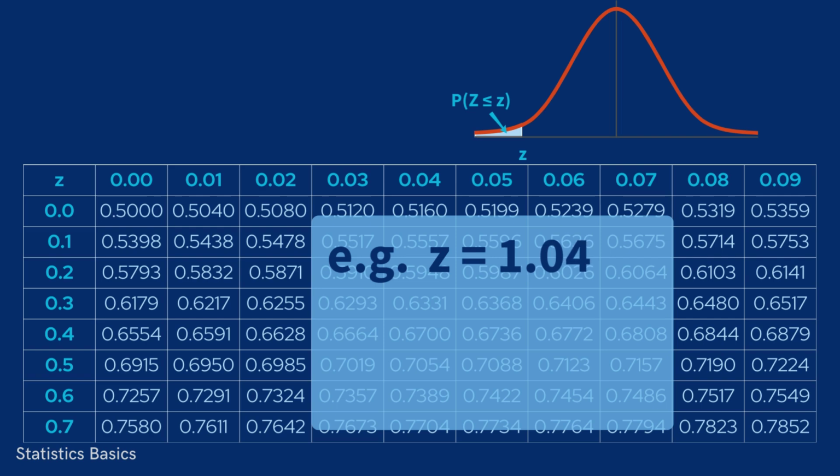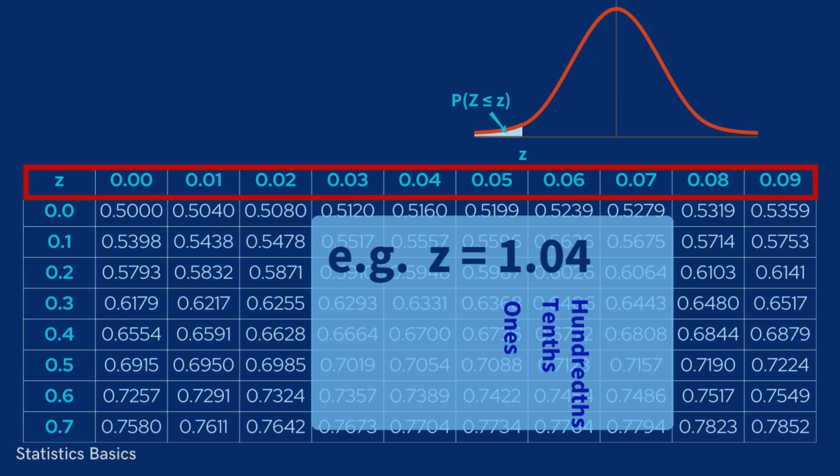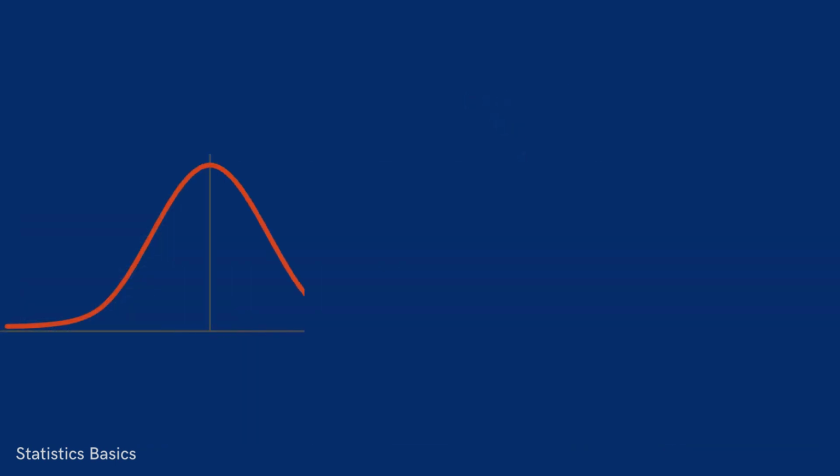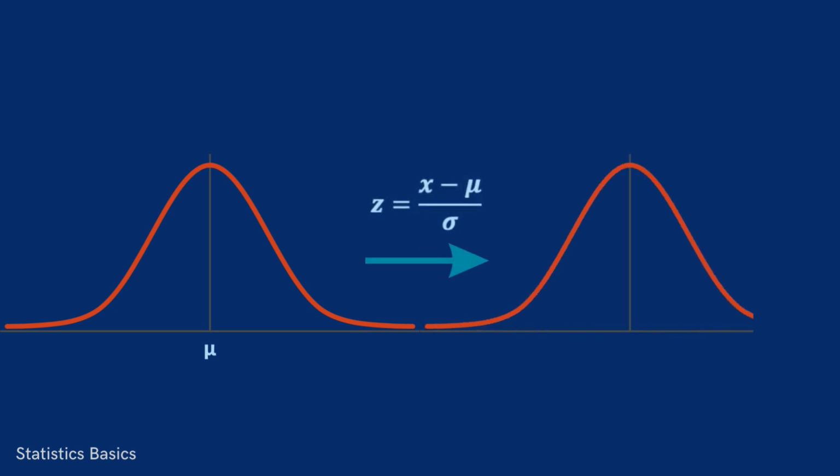In the z-table, the header column shows the ones and tenths place of the z-score, while the header row shows the hundredths place. Each value within the table itself represents the cumulative probability, that is the area under the curve, up to that specific z-score. Any normal distribution can be transformed into a standard normal distribution using the z-score formula, which represents how many standard deviations a particular data point is away from the mean.